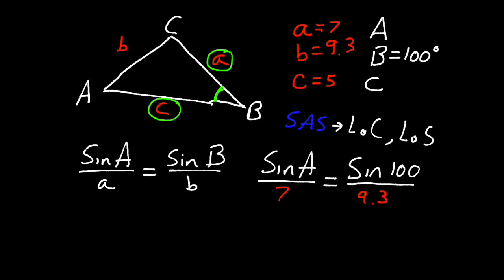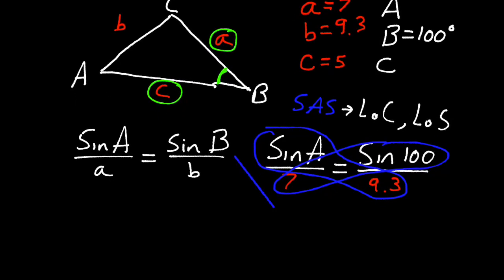Alright, there's our setup. Okay, now we're going to cross multiply, divide, and then use an inverse trig function to get our angle. So let's start by cross multiplying. Okay, 7 times the sine of 100 and the sine of A times 9.3. Let's move this up.